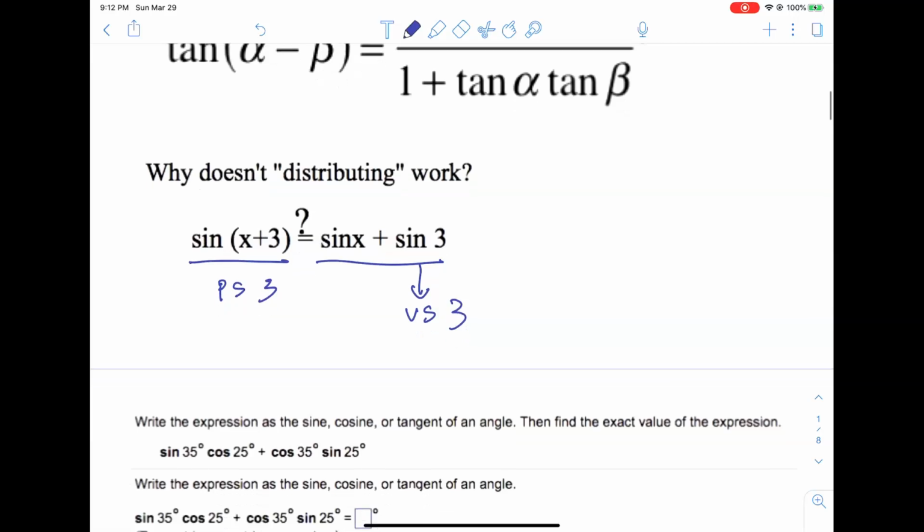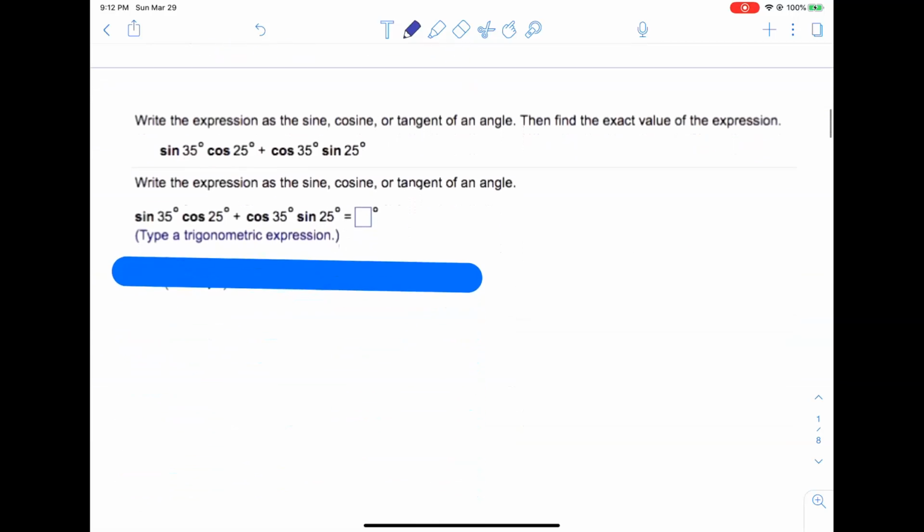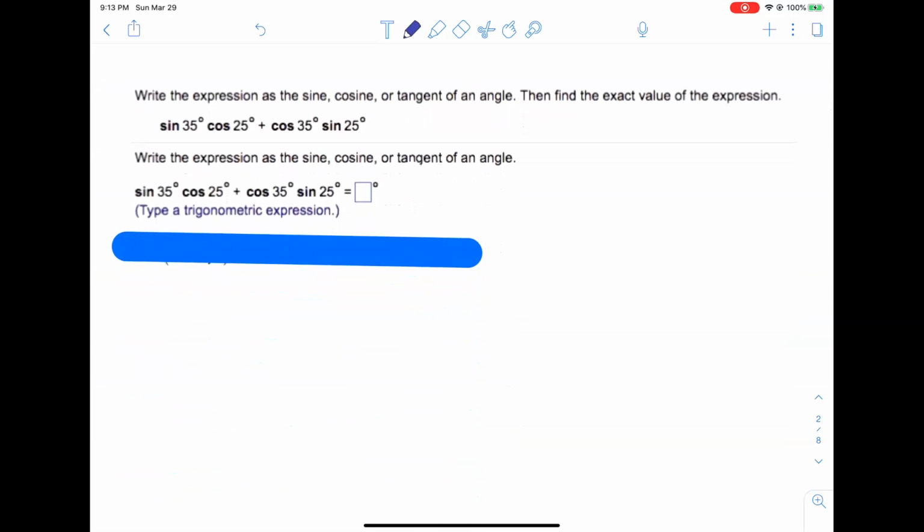As you can tell, right here we have a problem from MyMathLab. This is what your homework problems are going to look like. It says write the expression as a sine, cosine, or tangent of an angle, and then find the exact value of the expression. Now you're going to be expected to do these without a calculator.